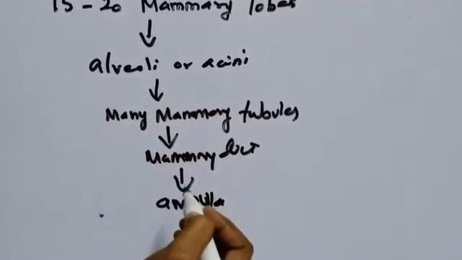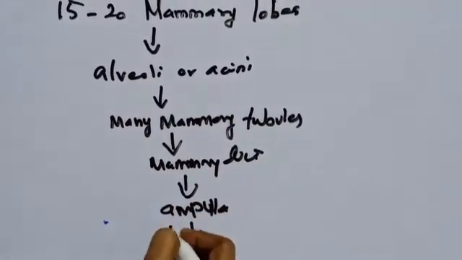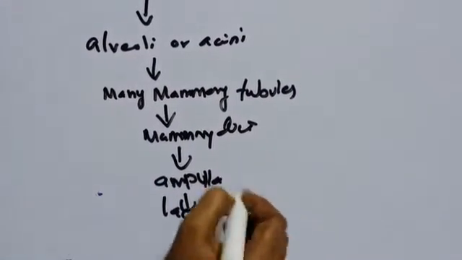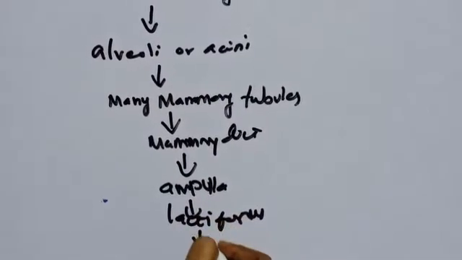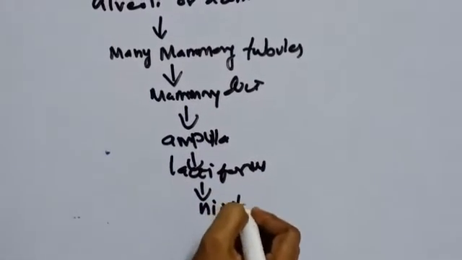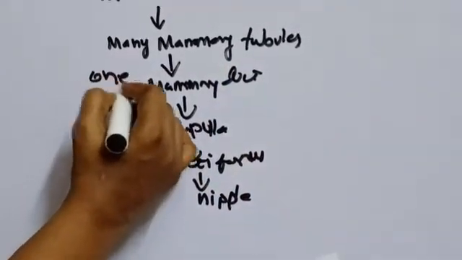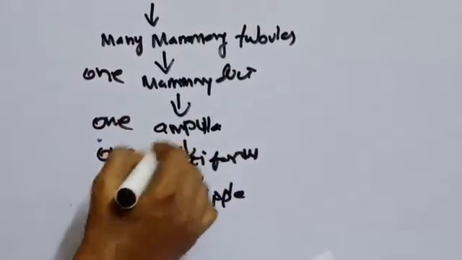The next one is, this mammary ampulla is connected to what duct? Lactiferous duct, and this lactiferous duct opens on the surface of the nipple. See, how many mammary ducts? One mammary duct, one mammary ampulla, and one lactiferous duct.